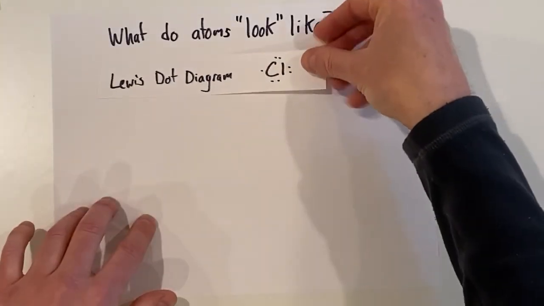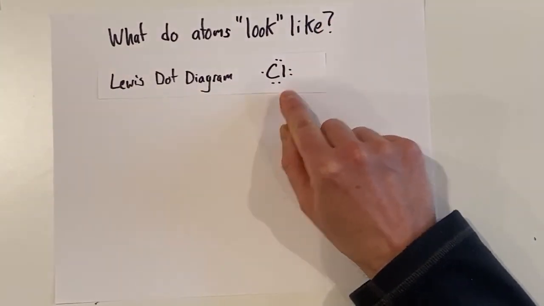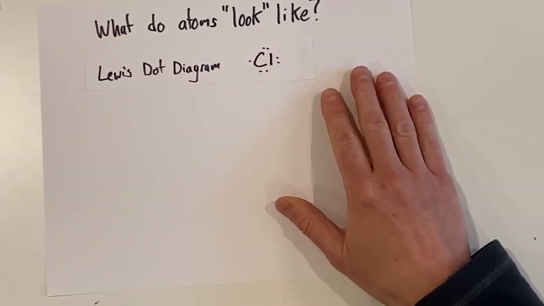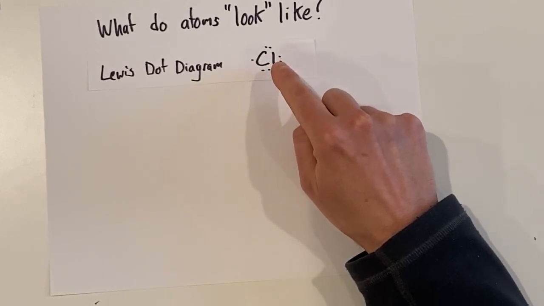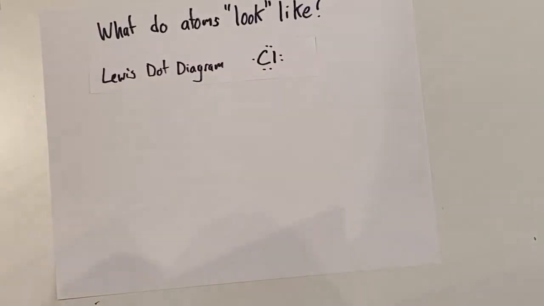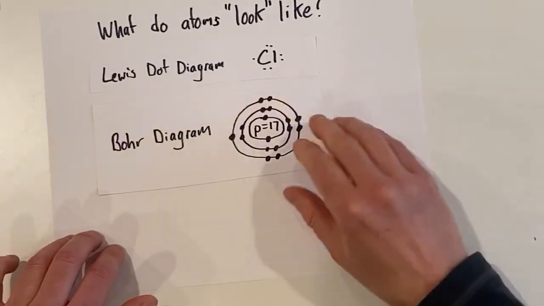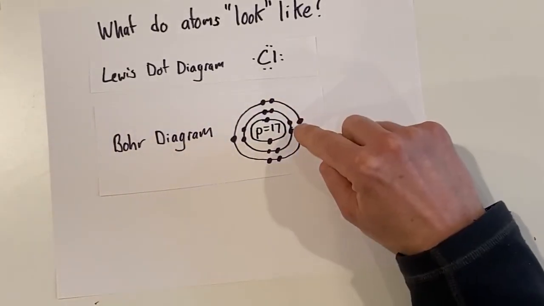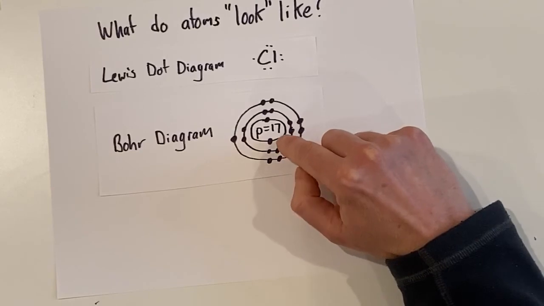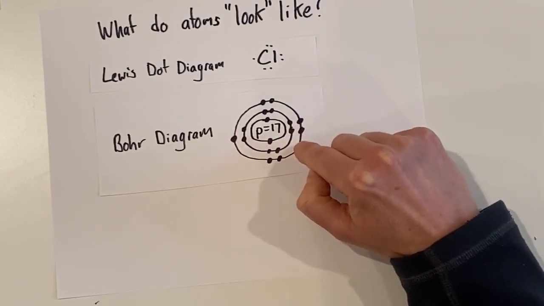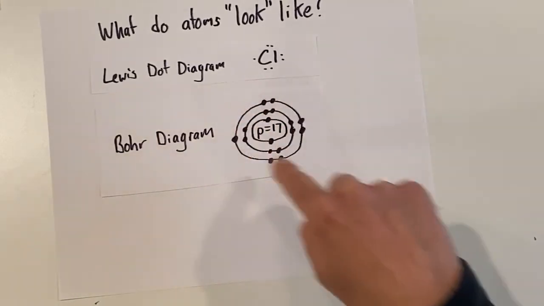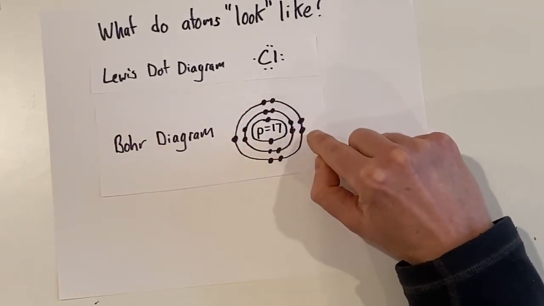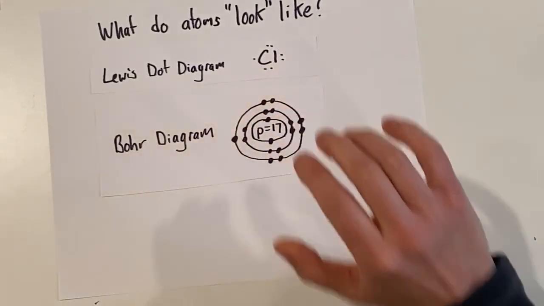Take a Lewis dot diagram, for example. This is a great way of showing the valence electrons in an atom, but of course it doesn't show all the electrons, it doesn't show where they're located, and it doesn't show the nucleus. We could draw a Bohr diagram. This is a great way of showing all the electrons in an atom, and particularly what energy level those electrons are in. But electrons are not really located in rings around the nucleus, so this also has its drawbacks.